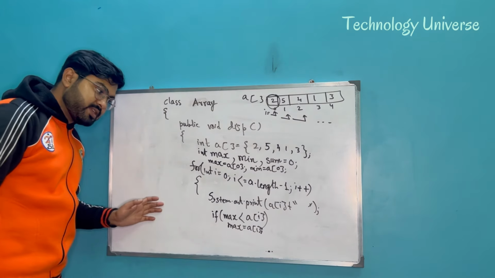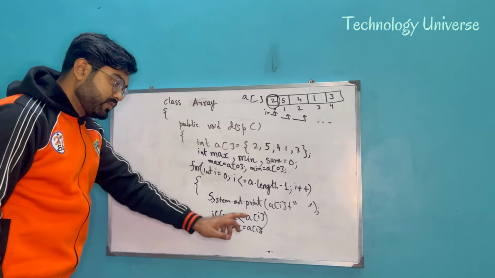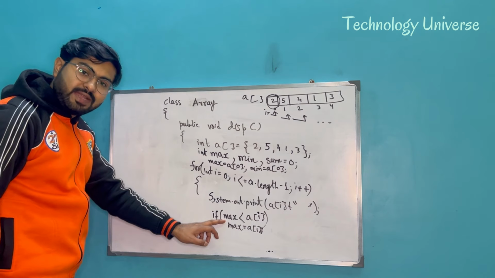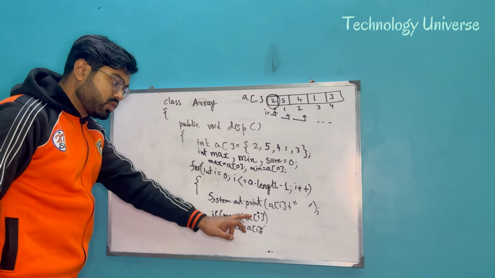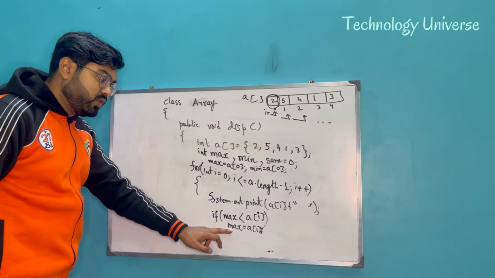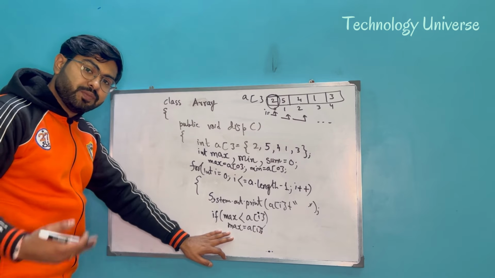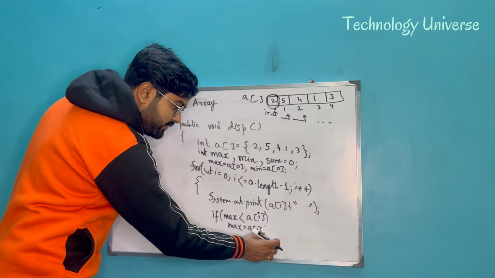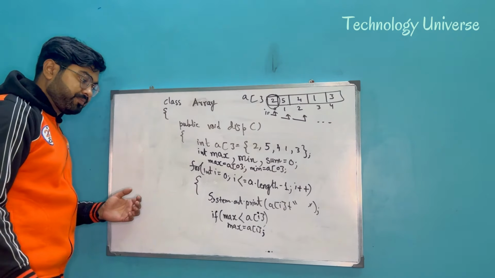So if max is smaller than A of I, that means that some other value is greater than max. Whatever value is inside max is no longer the greatest; something greater than that has occurred. So that number needs to be stored in max, which means the previous value would be overridden and erased, and the new number which is greater than the previous one should be stored. So that's why max equals A of I.